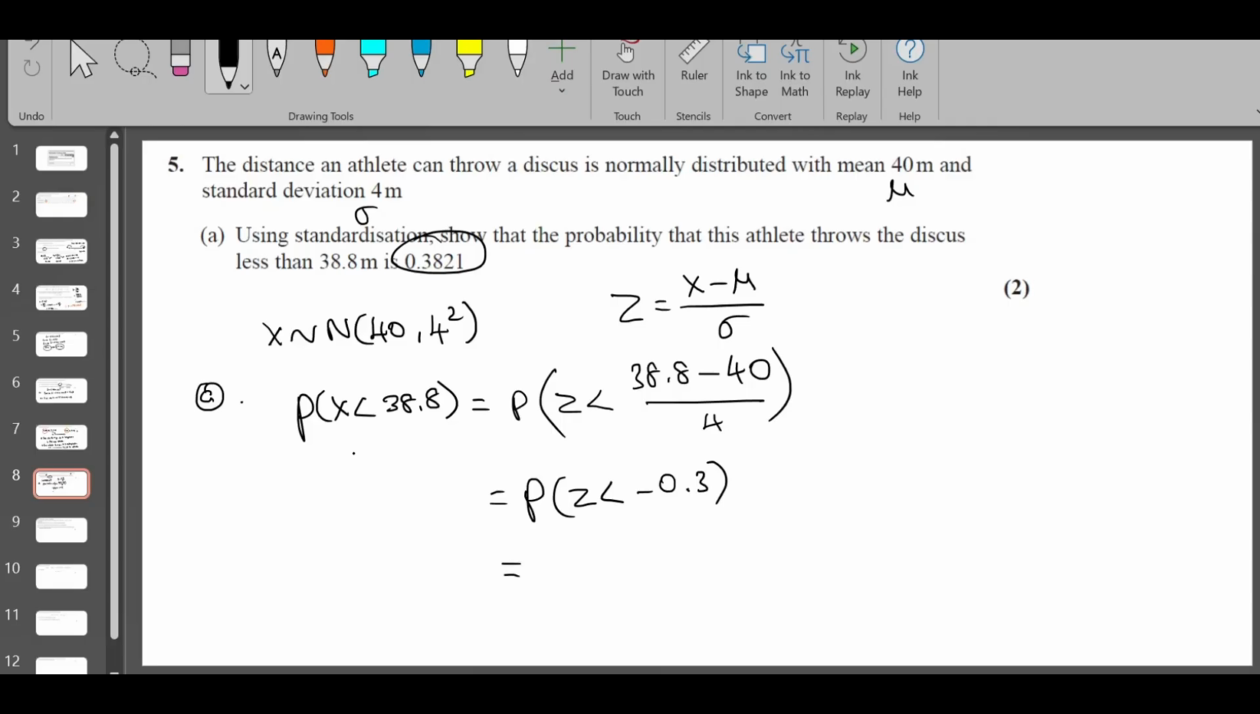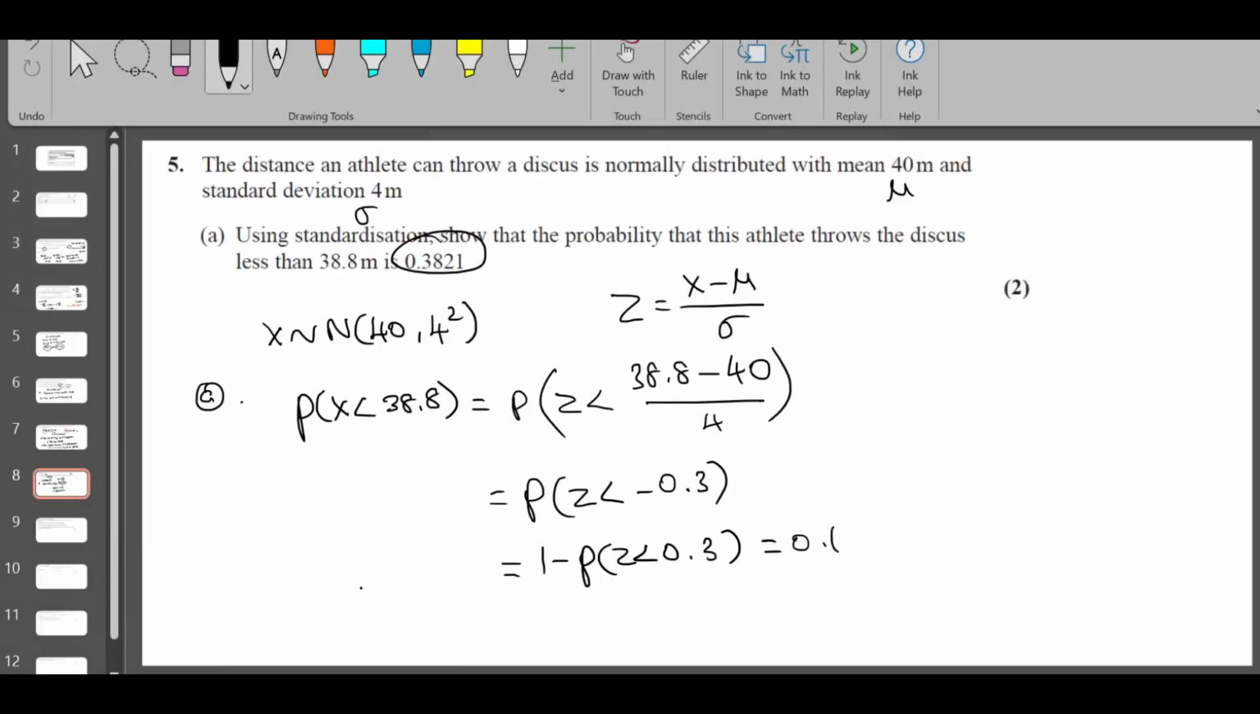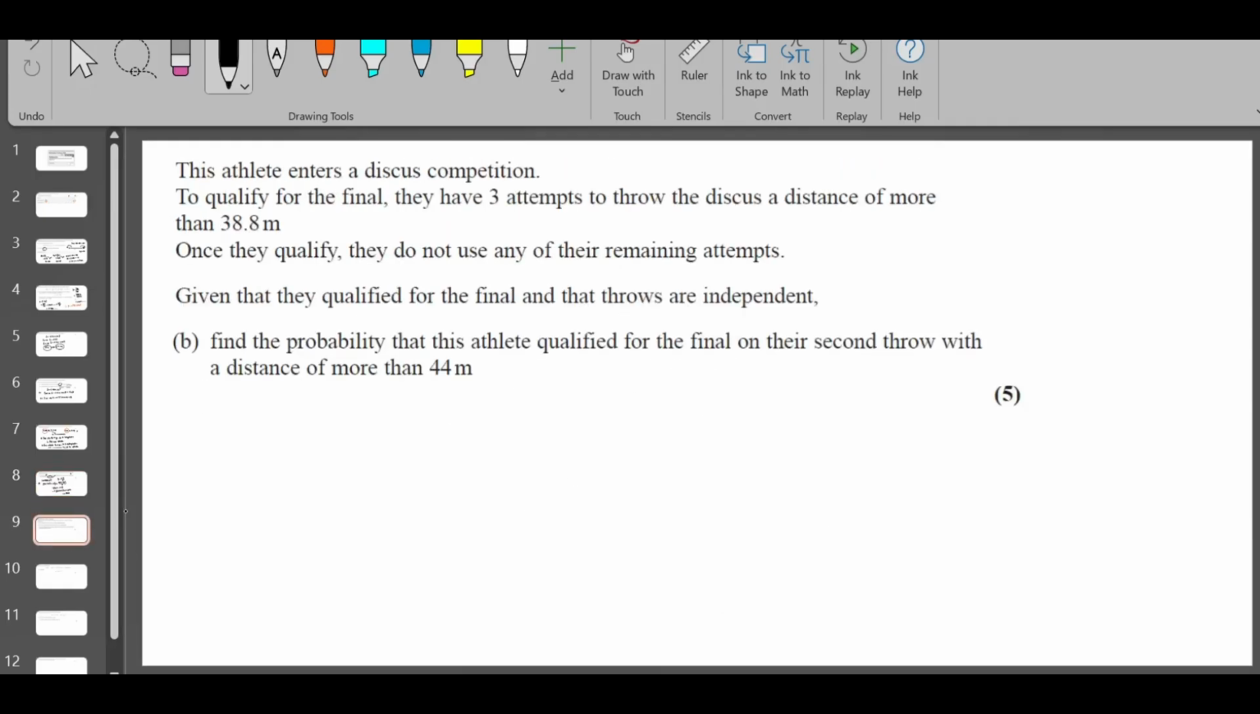So finding the value of the left hand side of a negative number is same as finding the value of 1 minus the left hand side of the positive value. So let's take the table value for 0.3. For 0.3, the table value is 0.6179. 1 minus that, so it's going to be 0.3821. That's what they want us to prove. Easy 2-mark question. Let's move on to part B now.